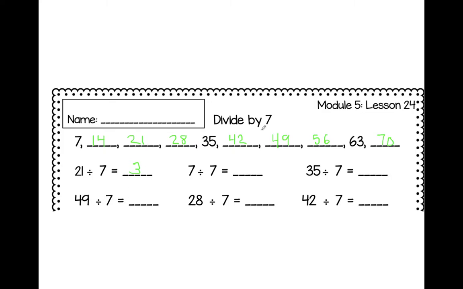49 divided by 7, you're going to find the 49, and you can think, okay, that's 1, 2, 3, 4, 5, 6, 7. That is the 7th number over. So 49 divided by 7 equals 7, or 7 times 7 equals 49. Now 7 divided by 7, you just find the number 7. It's the first number, so that one is number 1. That one's easy peasy.